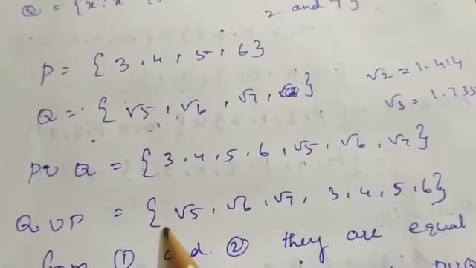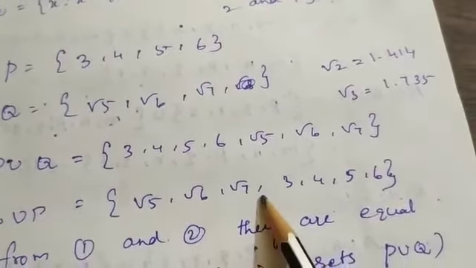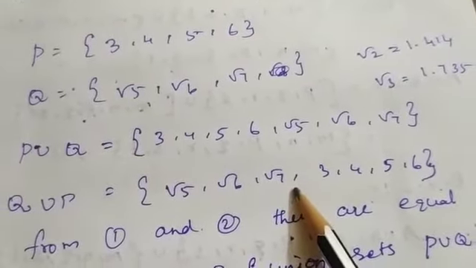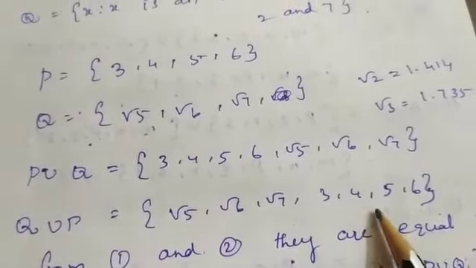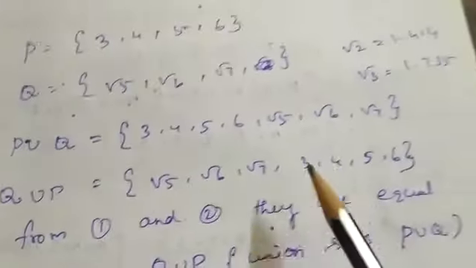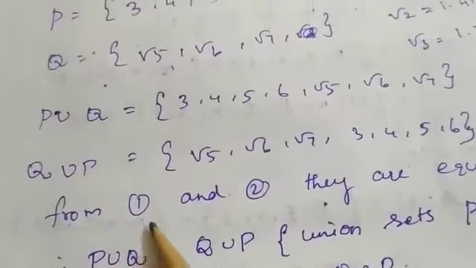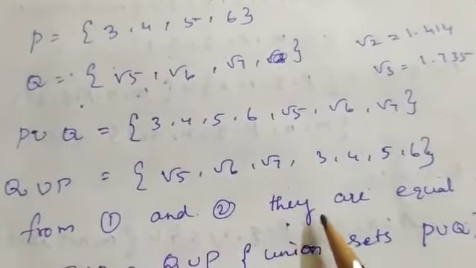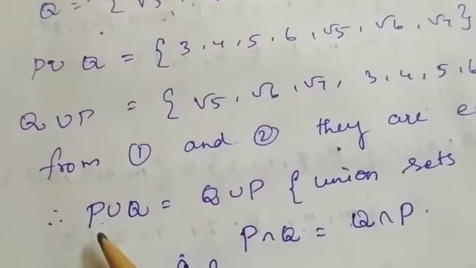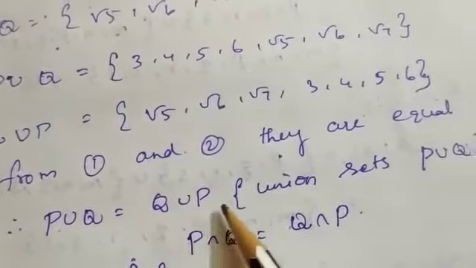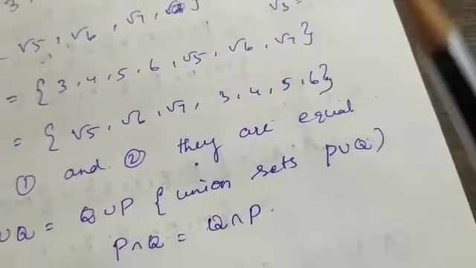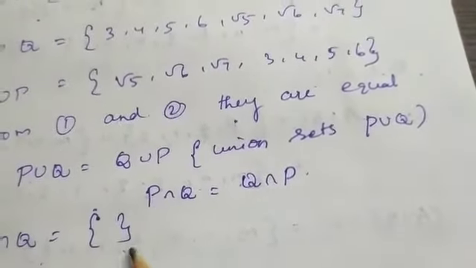So next, Q union P equal to, so same way P values are here, root 5, root 6, root 7, 3, 4, 5 and 6. So equation number 2. From 1 and 2 they are equal. Therefore P union Q equal to Q union P union sets.